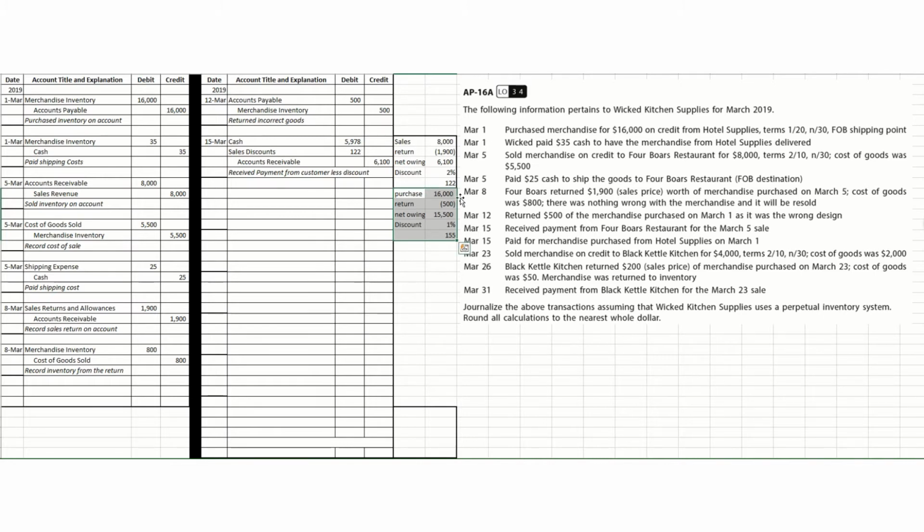We originally purchased $16,000. We returned $500, which means our net owing was $15,500, with a 1% discount resulting in $155. So for this transaction then, we need to remove the entire accounts payable of $15,500, so debit to AP, a credit to reduce the value of our merchandise inventory for that discount of $155, and a credit to cash for the amount that we're actually sending to that vendor of $15,345.